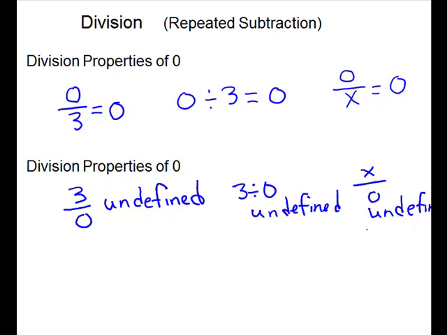So you're never allowed to divide by 0. And this theme will go with you all the way through mathematics. It doesn't matter if you're in calculus, you are not allowed to divide by 0. That will make your problem undefined. Just a little memory trick. If you're in vertical form, if the 0 is under, then you're going to have undefined. That might help you to remember.